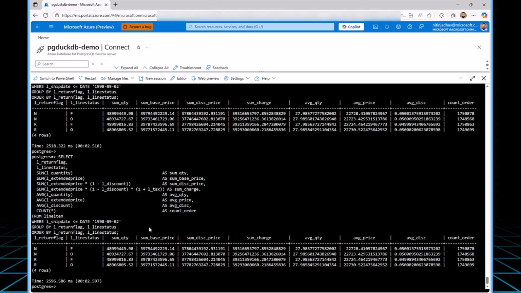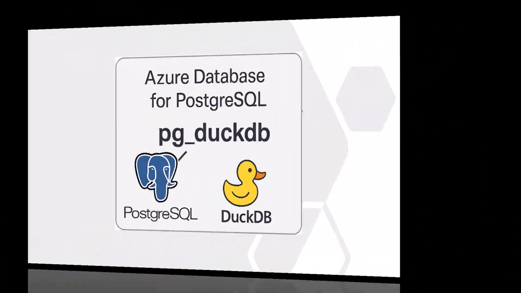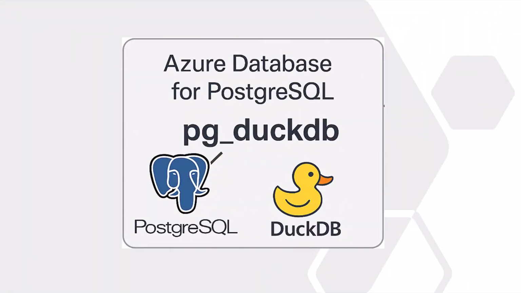DuckDB's columnar engine excels at high-performance scans, aggregations, and joins over large tables, making it ideal for analytical queries. The pgDuckDB extension, now available in preview for Azure Database for PostgreSQL, combines PostgreSQL's transactional reliability with DuckDB's analytical speed for large datasets. Together, pgDuckDB and PostgreSQL form an ideal solution for hybrid OLTP plus OLAP environments, enabling you to run analytical queries directly within PostgreSQL, without sacrificing performance.